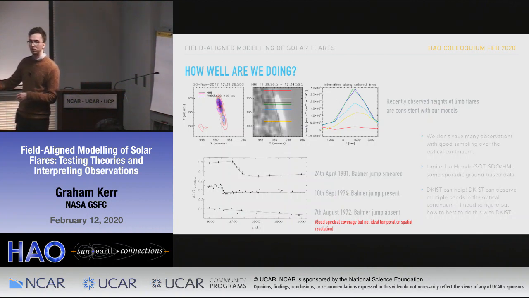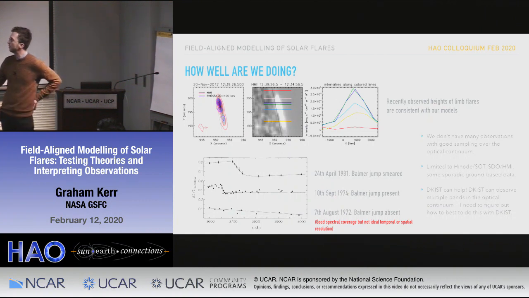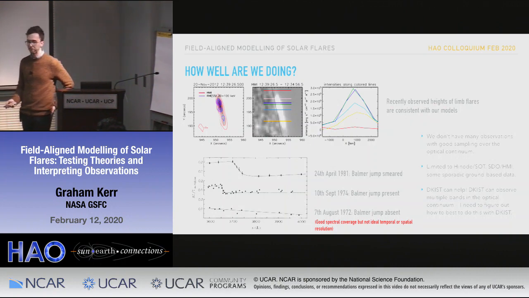These are all kind of historical observations. Recently, we've been limited to SOT, HMI, and limited ground-based. These are all sporadic observations. We've not had good sampling of the optical continuum for many decades. And I'm hoping DKIST can help this by observing multiple pass bands using different instruments for flares.